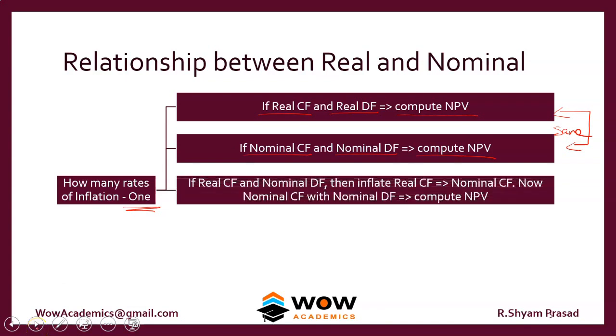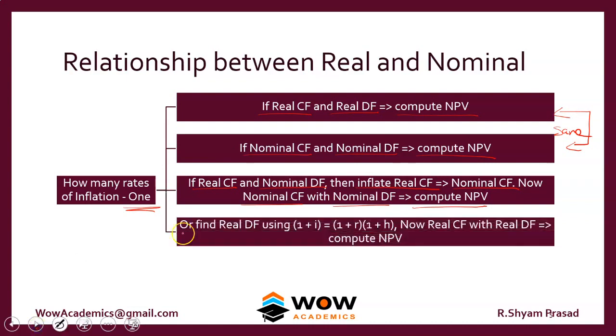Assume it's given as a mix and match. For example, real cash flow is given but the nominal discount factor is given. Then you have to convert them to an equal basis. Either you find the real cash flow and the real discount factor, or the nominal cash flow and the nominal discount factor. So we'll inflate the real cash flow and get the nominal cash flow. Now we have the nominal cash flow and the nominal discount factor, and we can compute the NPV.